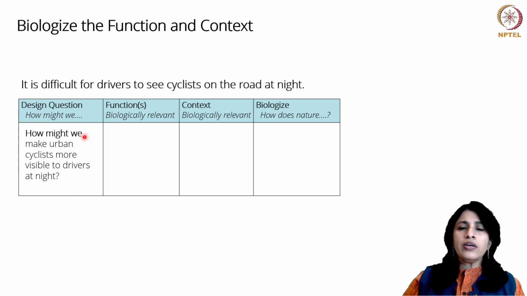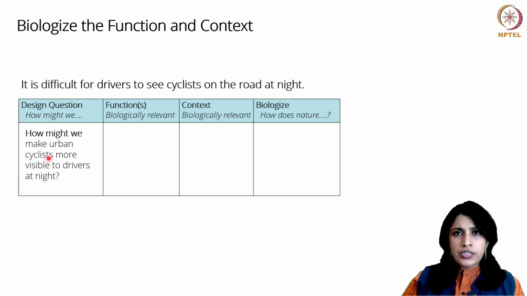This is what you have done in the define step. Now, if I have to biologize this, I cannot say, how does nature make urban cyclists more visible to drivers at night? That really sounds ridiculous, and obviously that's not going to take us anywhere. So therefore, we will look at how to biologize the function and the context from this defined question. Because the defined question is from the human world, we have to translate it to the natural world.